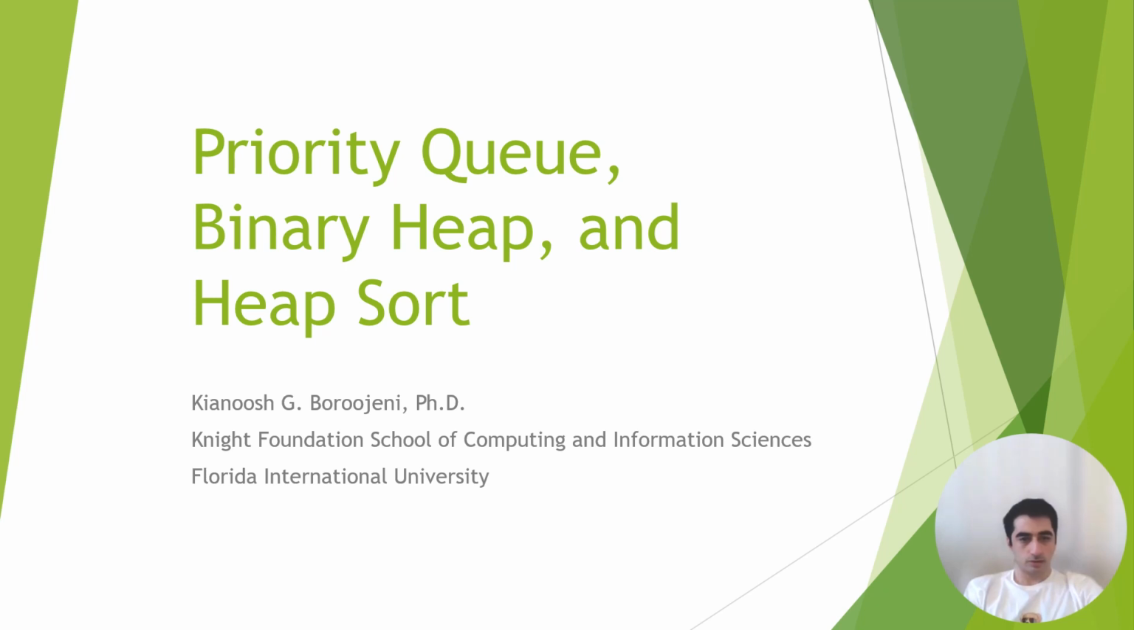This video introduces the priority queue abstract data type. It shows a very efficient implementation of priority queues, which is going to be the binary heap. Also, it introduces heap sort, which uses a binary heap to sort a sequence of comparable objects.